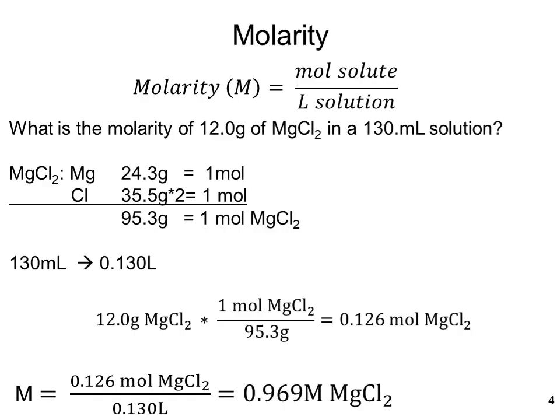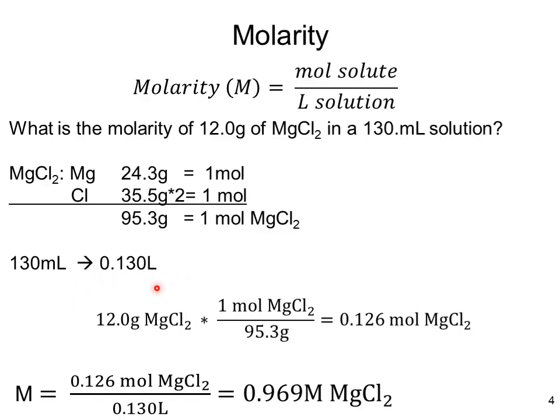To find the moles, we have to find the formula weight of magnesium chloride because this is an ionic compound or a salt. We know that magnesium, according to the periodic table, is 24.3 grams per mole, and each chlorine is 35.5 grams per mole, and there's 2 of them for a total formula weight of 95.3 grams per mole magnesium chloride. Now, at this point, we can set up the conversion factor.